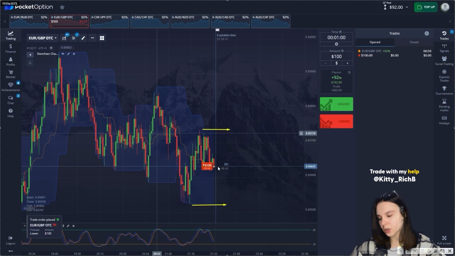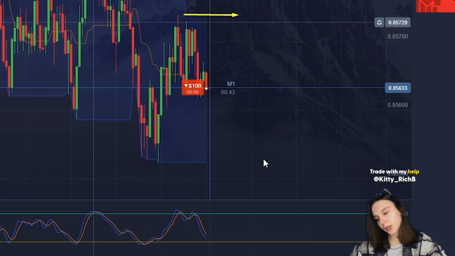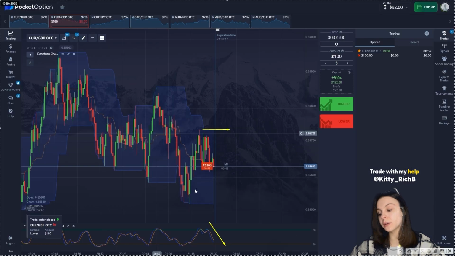Then we look at our stochastic, and the situation is similar to the previous currency pair, and we are also going steadily downward. This has also helped us in opening a trade. Let's watch the chart.